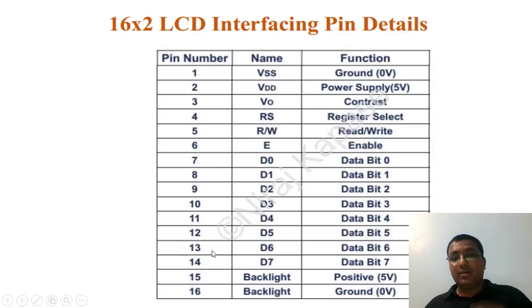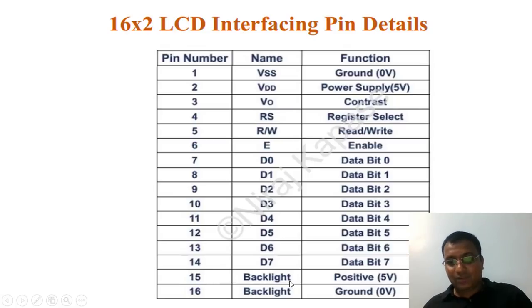We can configure the LCD in 2 different modes: we can use it in 8-bit mode or in 4-bit mode. If you are using 4-bit mode, we need to use only D4, D5, D6 and D7. The last 2 pins are for the backlight: pin number 15 is LED plus and pin number 16 is LED minus. If you are using battery operated systems, then we can turn off this backlight.